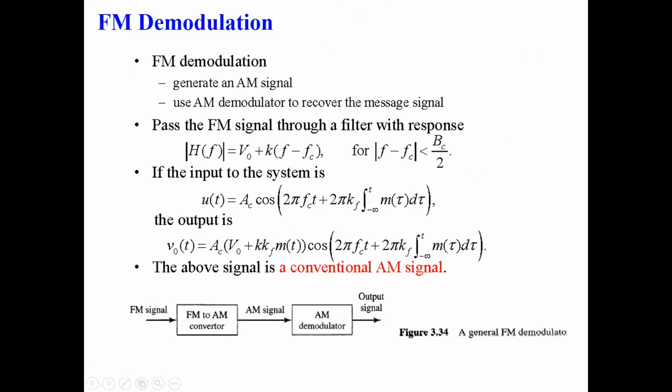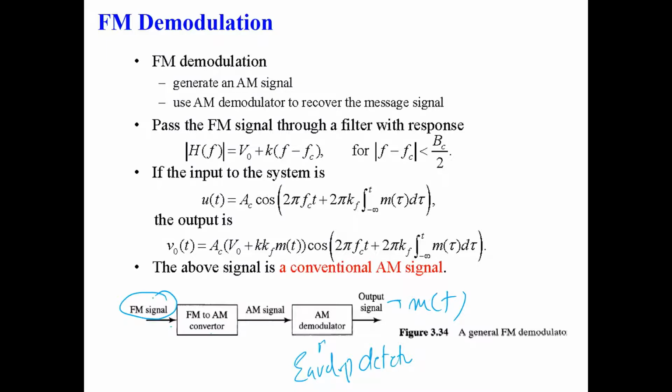FM to AM: first, we get the input FM signal and we convert the FM signal to the AM signal. Then we just use the AM demodulator like the envelope detector, which I just explained to you. And then the output signal will be my message signal. Now how can we actually do that? So we can do that.